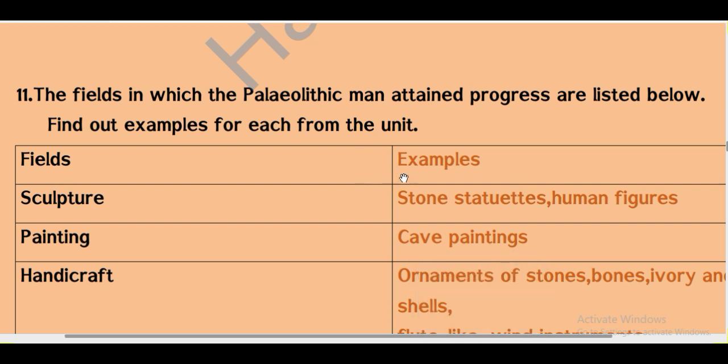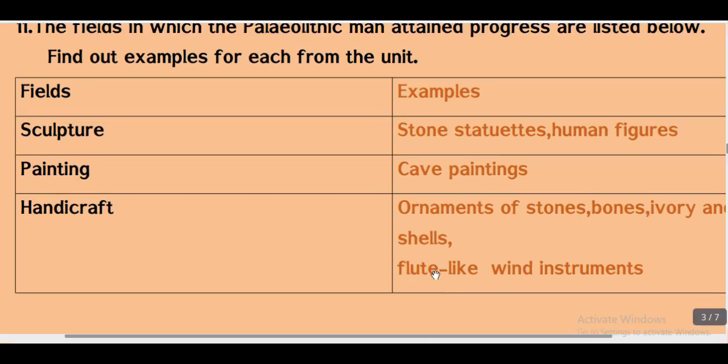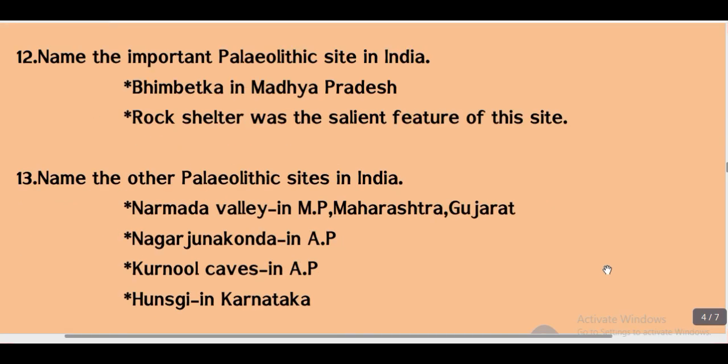Fields, examples: sculpture, stone statues, human figures; painting, cave paintings; handicraft, ornaments of stones, bones, ivory, and shells; flute, like wind instruments. Next, name the important Paleolithic sites in India. Answer: Bhimbetka in Madhya Pradesh. Rock shelter was the salient feature of this site.